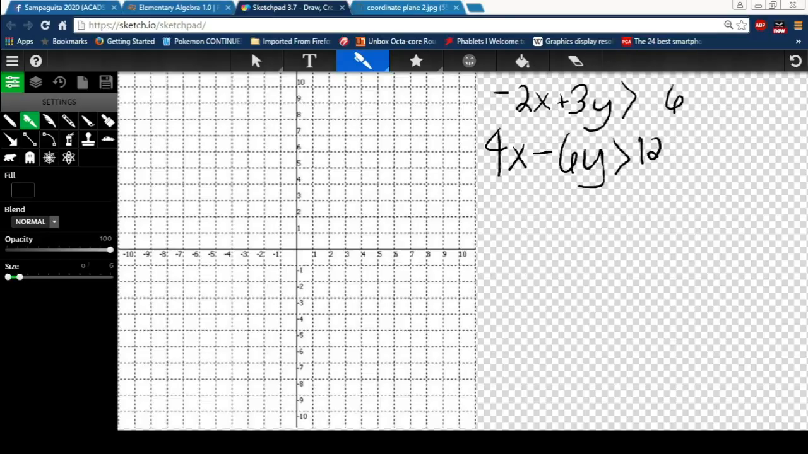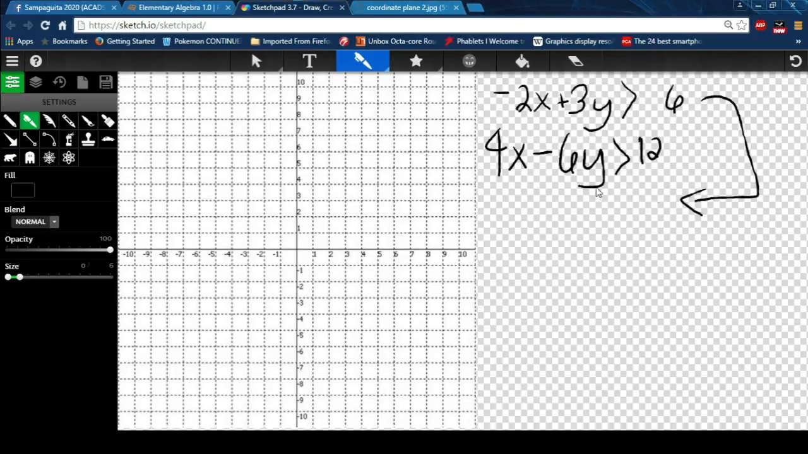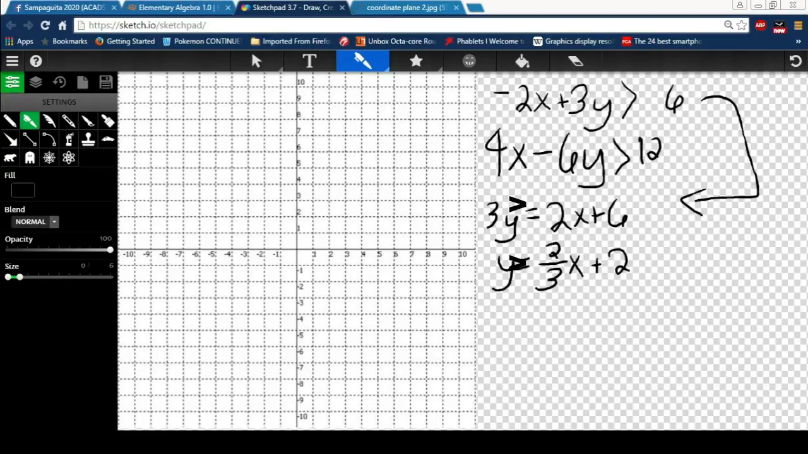To start the solution, we begin by solving both inequalities for y. So we substitute again. So it basically becomes 3y is equal to 2x plus 6. Divide everything by 3, so it becomes y equals 2/3 x plus 2.